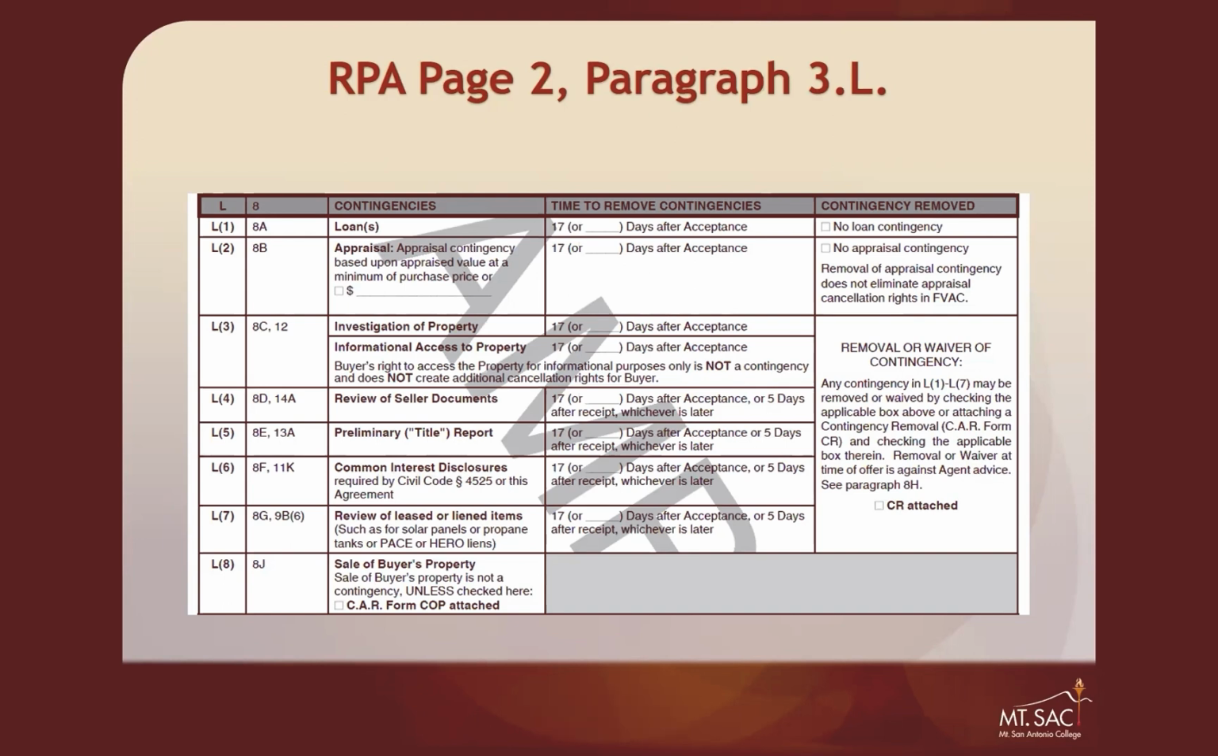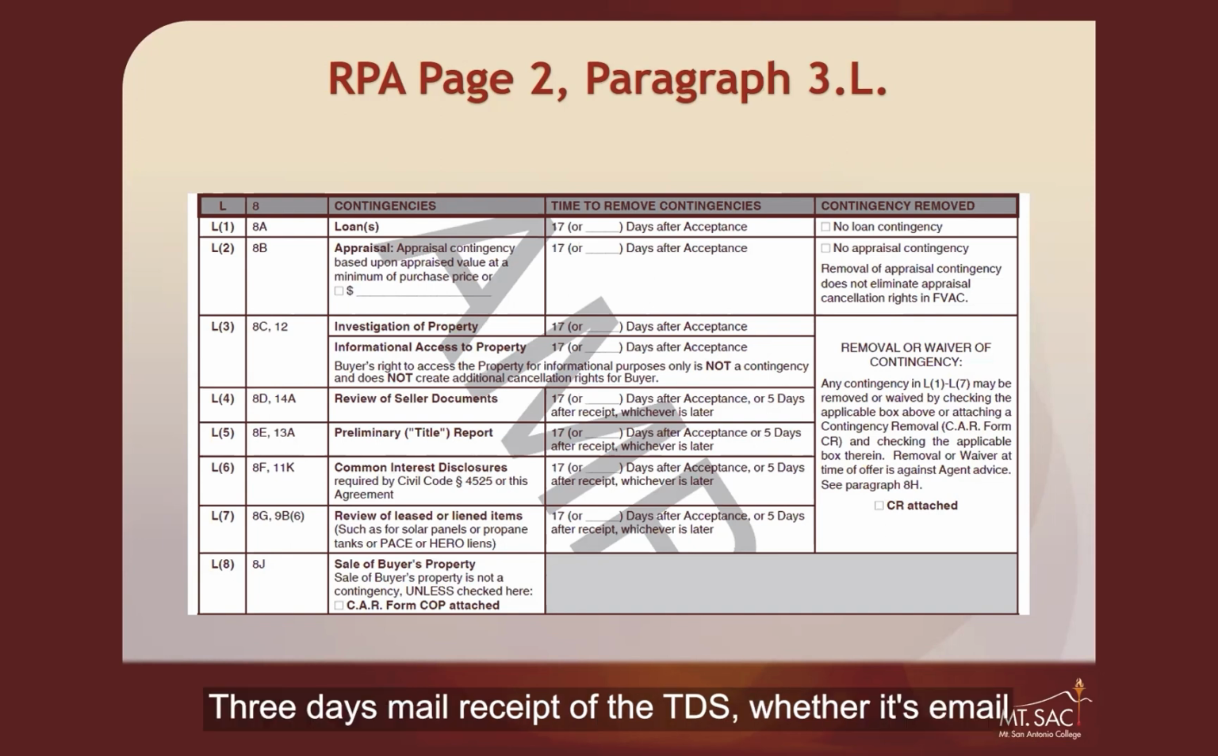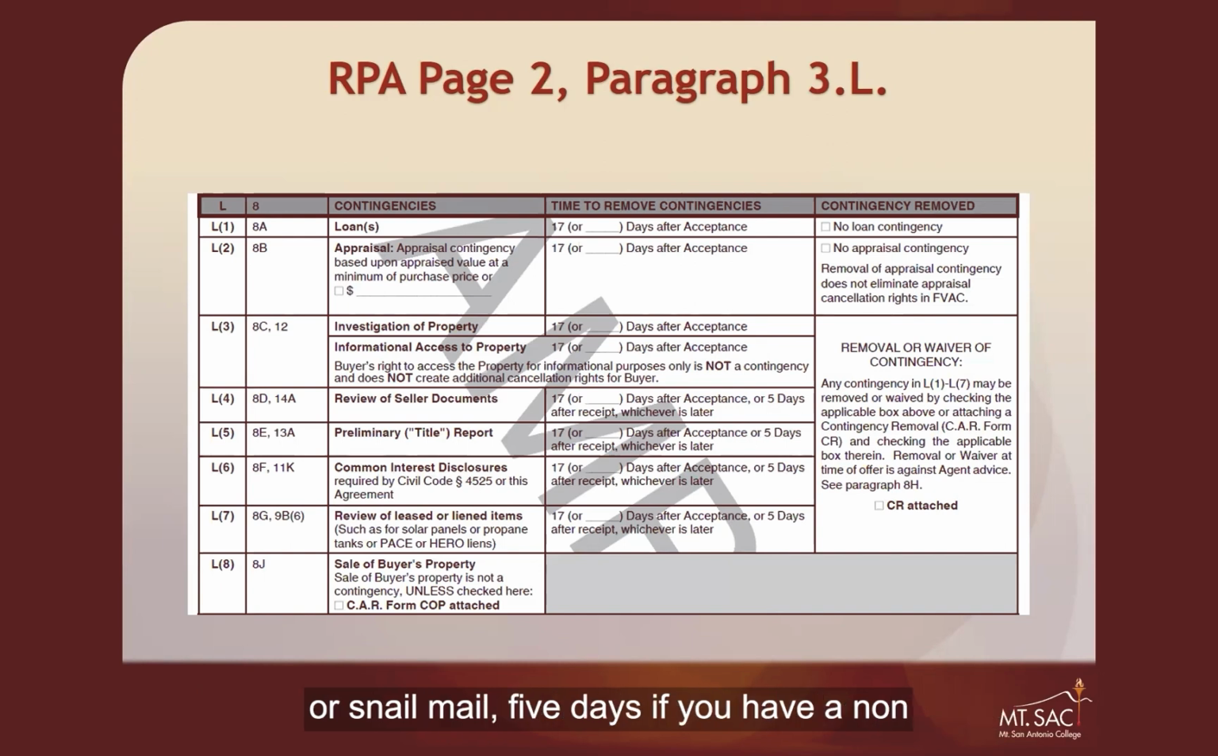NHD, right? All of those carry a rescission period. So let's talk about the TDS. Personal receipt of the TDS, 3 days. Mail receipt of the TDS, whether it's email or snail mail, 5 days. If you have a non-contingent offer, can the buyer still walk away? Well, yes, within 3 days of receipt of the TDS.